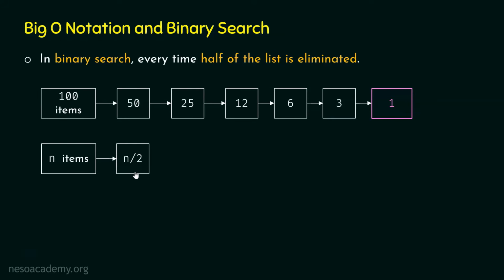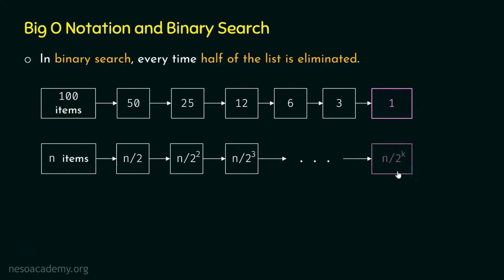What happens in the third stage? We will be left with n by 2 squared items, because again, we need to divide the list by half. In the fourth stage, we will be left with n by 2 to the power 3 items. And this will continue up to n by 2 to the power of k. This we know is equal to 1 because at the end we will be left with one item. So n by 2 to the power k items is equal to 1.